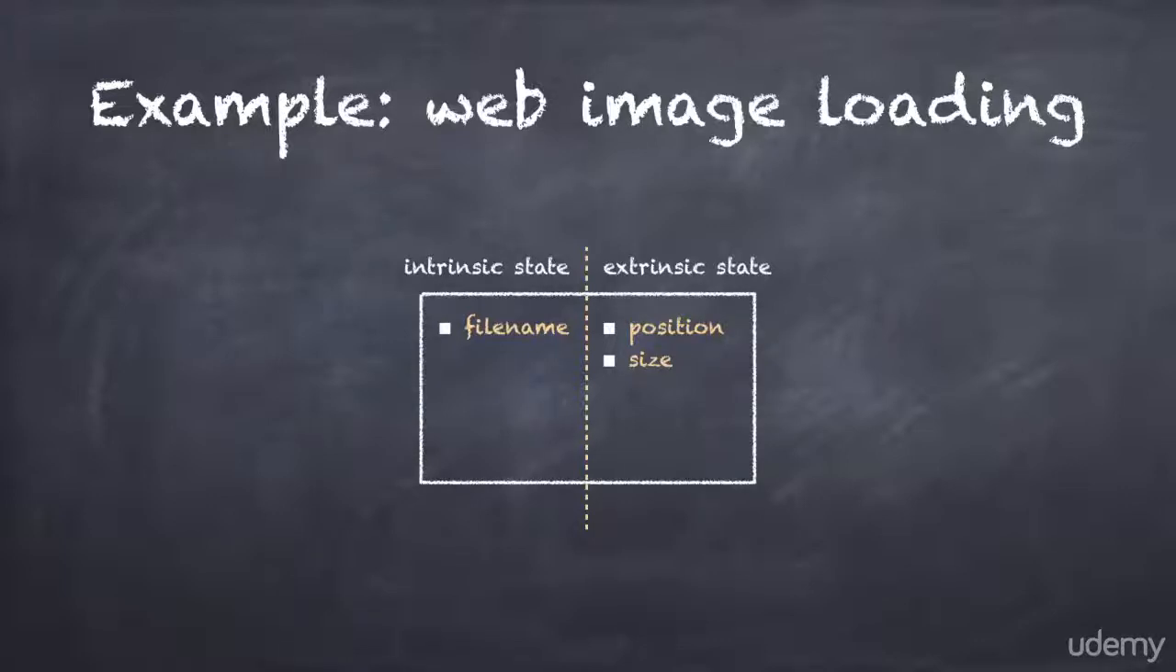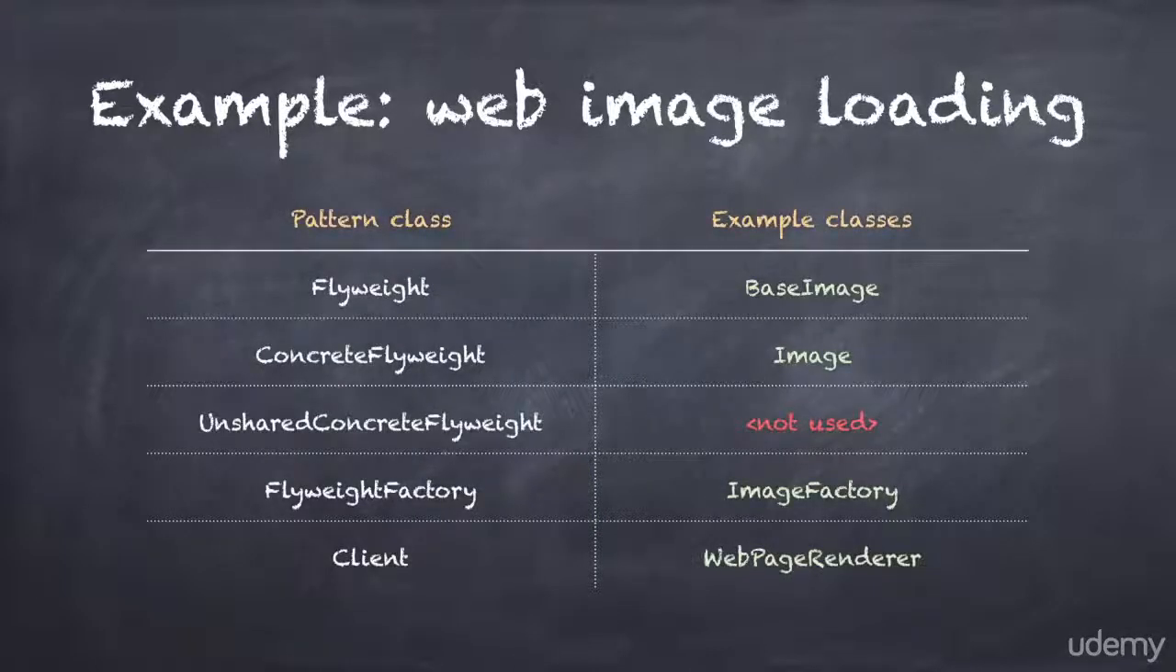I am going to need an image class that derives from Flyweight and contains a file name member and a display method. I will not use unshared Flyweights in this example, so I don't have to implement the unshared concrete Flyweight class. So that leaves me with the following classes.